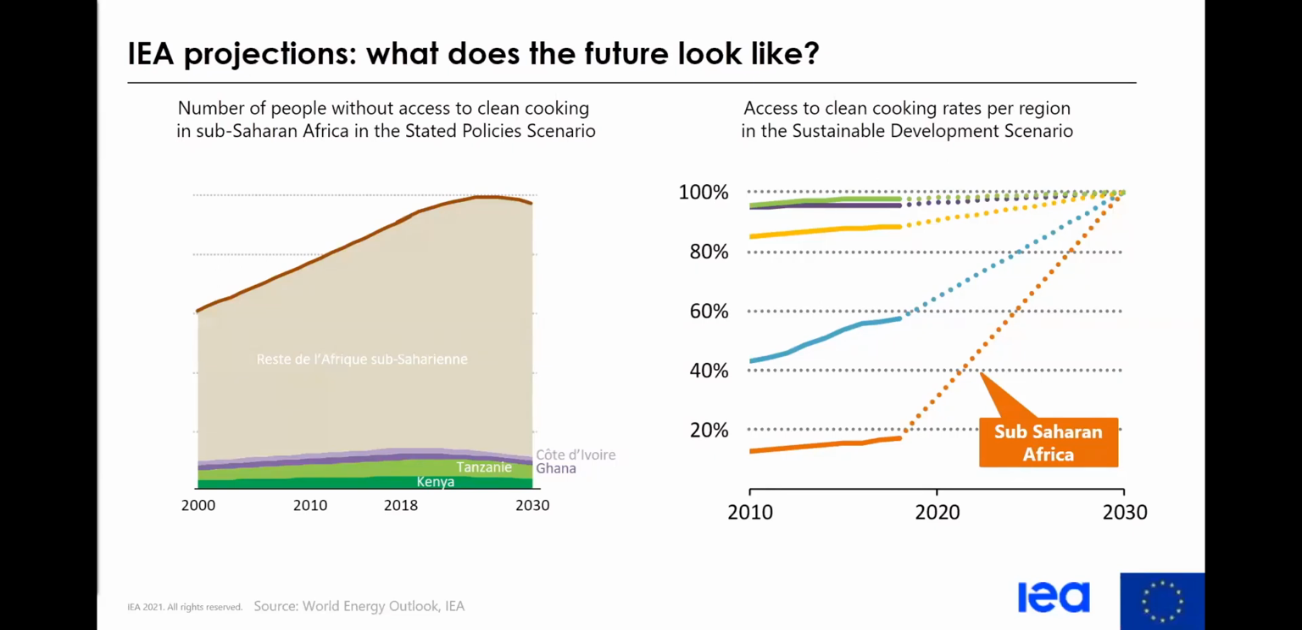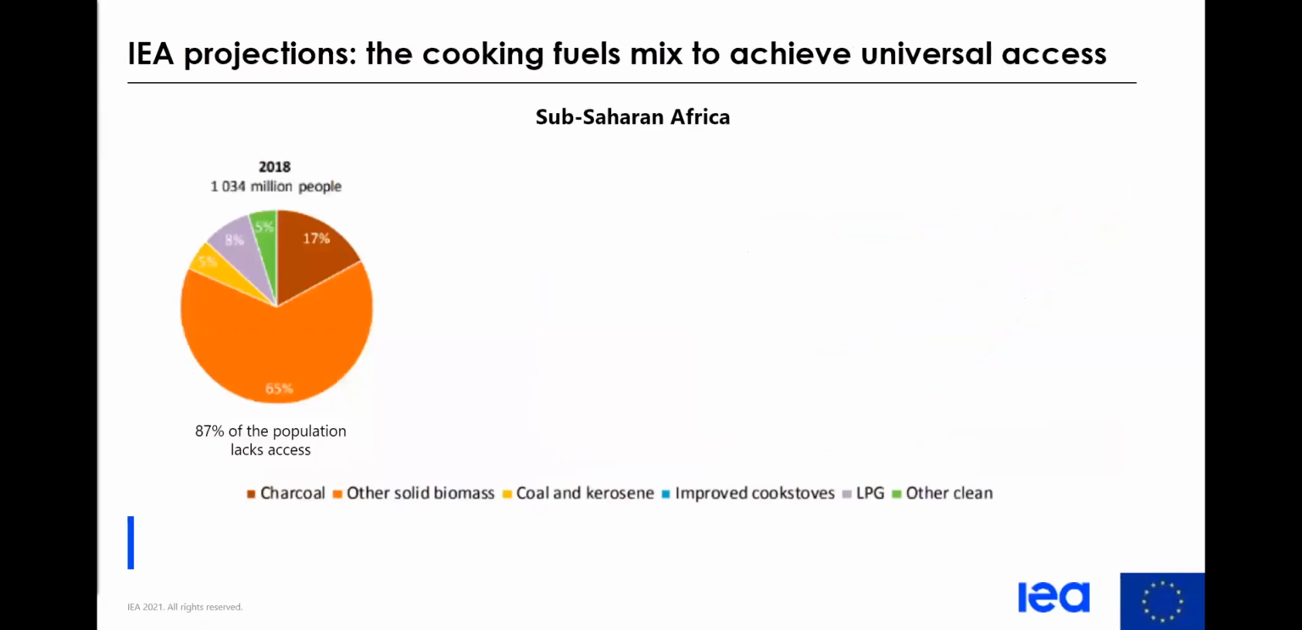However, in the sustainable development scenario, where we achieve full access by 2030, we see that Sub-Saharan Africa, which in 2010 had less than 20% access to clean cooking, will reach full access by 2030. But how is this done? In 2018, 87% of the population in Sub-Saharan Africa still lacked access to clean cooking, and the fuel mix still has a lot of not clean fuels.